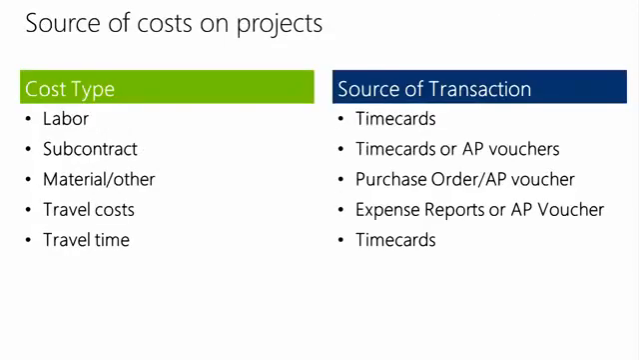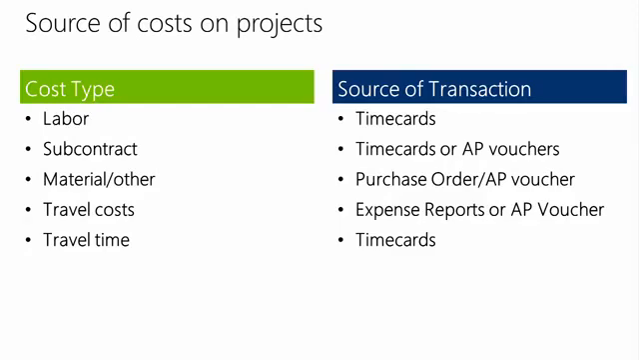Here's an example of where you might have costs originate from. Regardless of the type of project, we will typically have many of these types of costs associated to a job. Where are they going to come from? If we have a labor cost, most often that will come from a time card. It could also come from a payroll entry, but most generally would come from a time card.